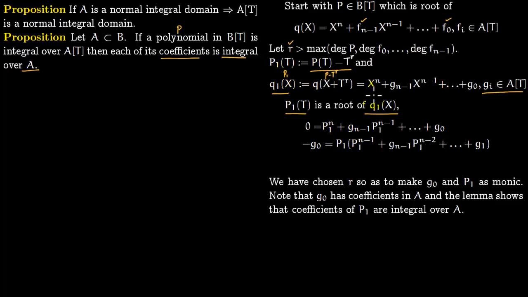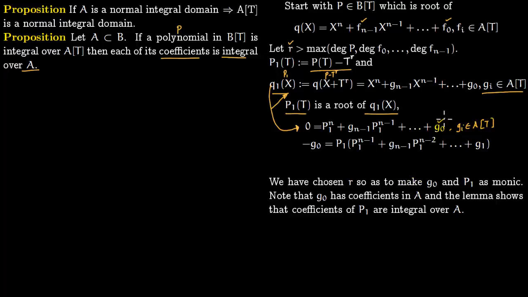Once you plug p1 here, so now we start plugging p1 here. So if you plug in p1 here, then p1 is the root of this equation, as we said before. So if you plug in p1 here, this becomes 0. This 0 comes right here. And then instead of x, we are writing p1, so p1 to the n, g(n-1) p1 to the n minus 1 all the way to g0. Again, each gi lies within A[t].